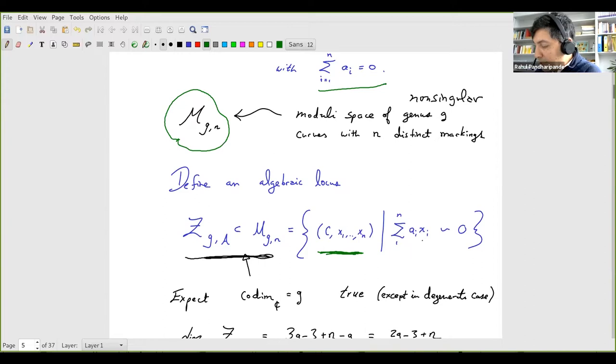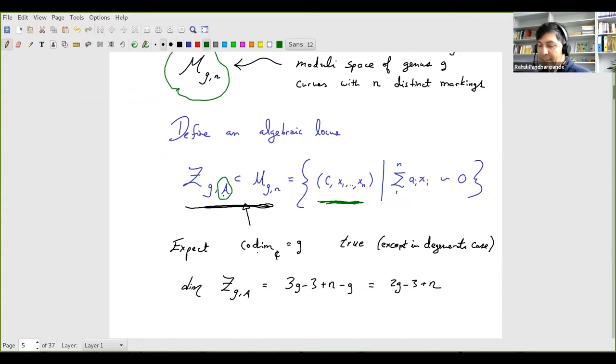the divisor given by the fixed vector A, so there's this fixed vector that we always have, the divisor given by this fixed vector A is linearly equivalent to zero. So it's exactly the locus of solutions of that Abel-Jacobi problem I started with. So it's not hard to see this is an algebraic subvariety inside the moduli space of curves.